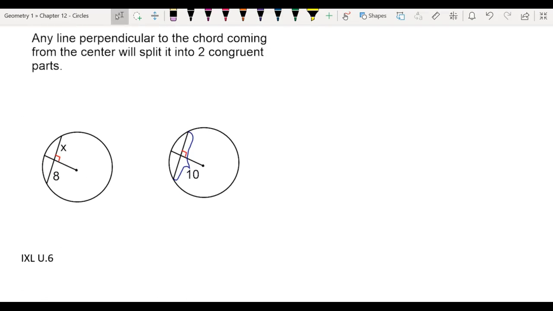Any line perpendicular to the chord coming from the center will split it into two congruent parts. So if you have a chord, okay, and the radius coming through it and is perpendicular, it means these two halves are equal. So what is x going to be? 8. Now in the other shape, if the whole thing is 10, what does that mean each part is? 5. Questions on that concept?